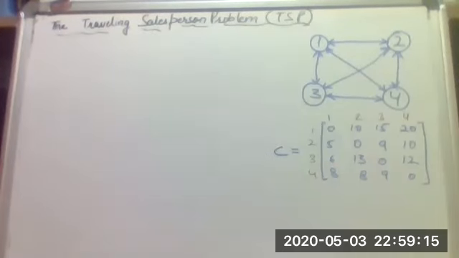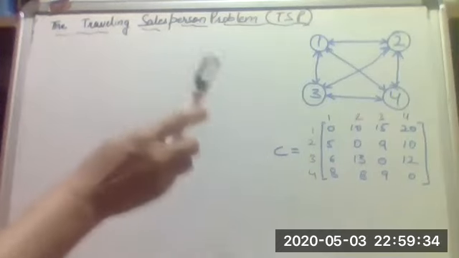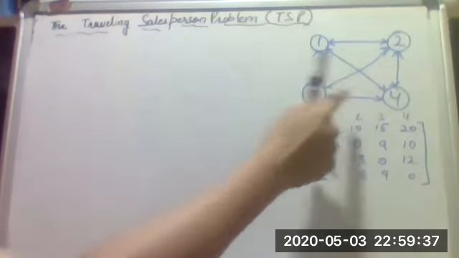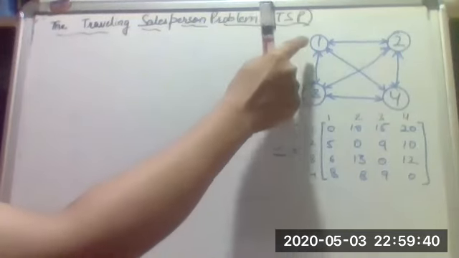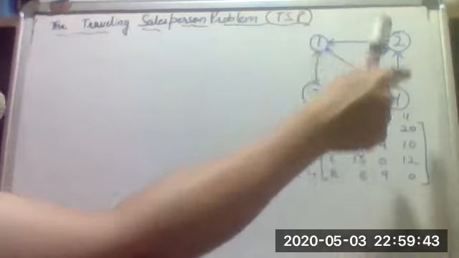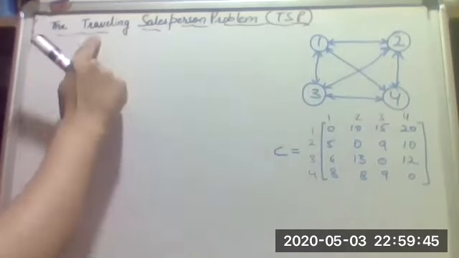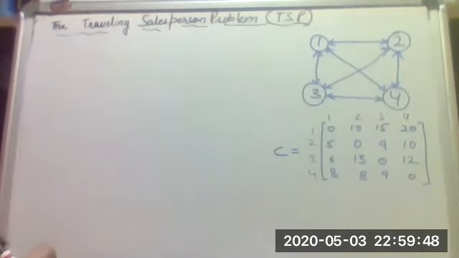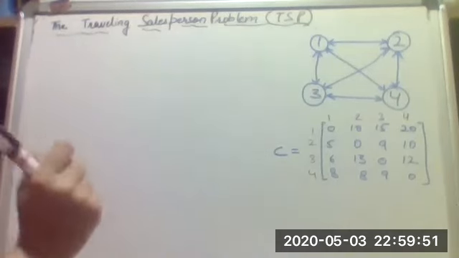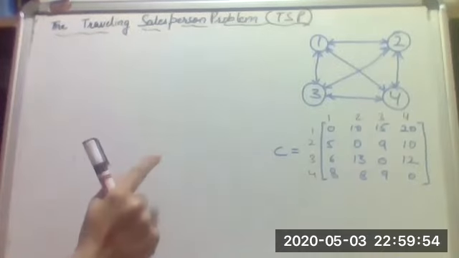Hello students, let's start with the next topic, that is about the traveling salesperson problem, also known as TSP. As the name says, it is about finding a cost for a traveling salesperson. That means we take the vertices of a graph as the locations a particular traveling salesperson has to visit. The TSP problem says that we want to find out a minimum cost for the tour.